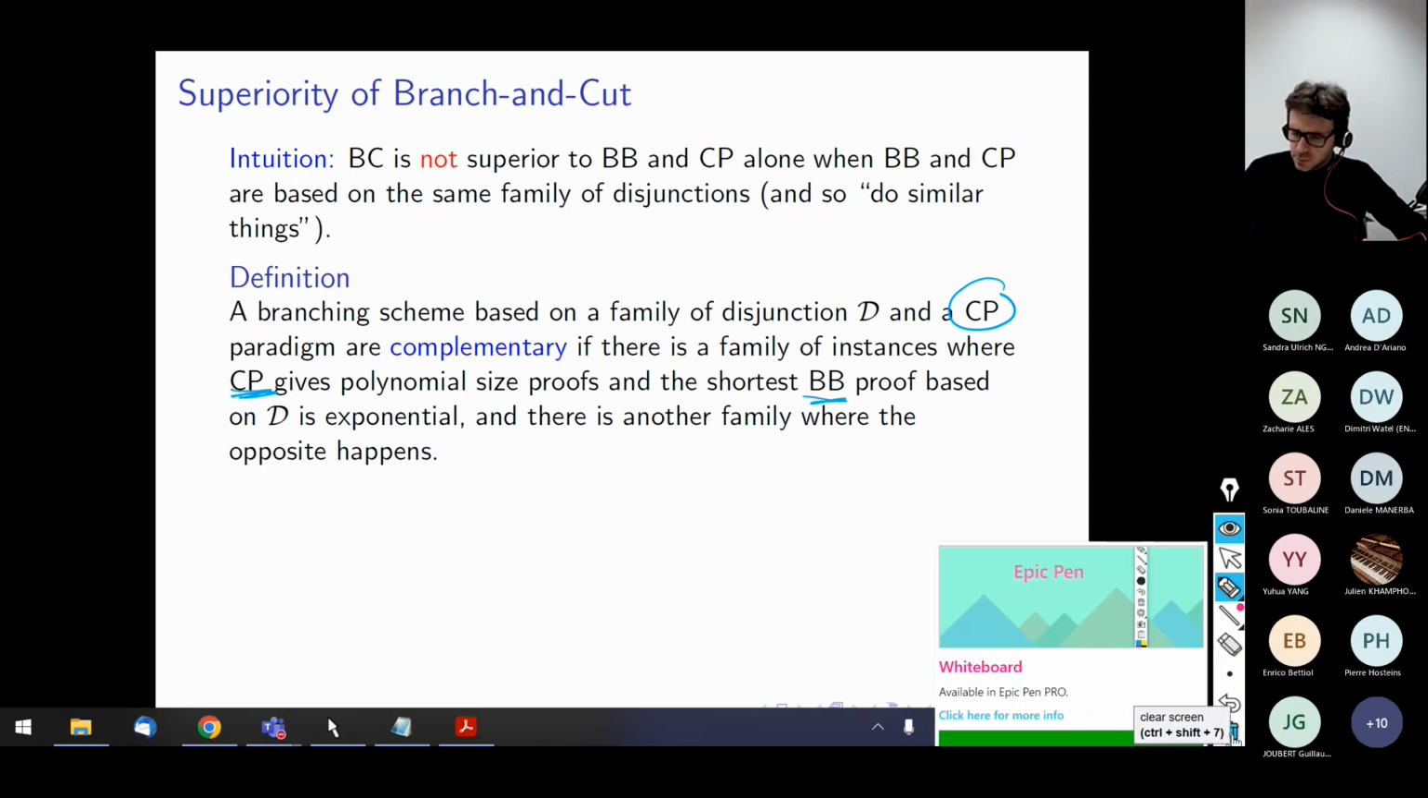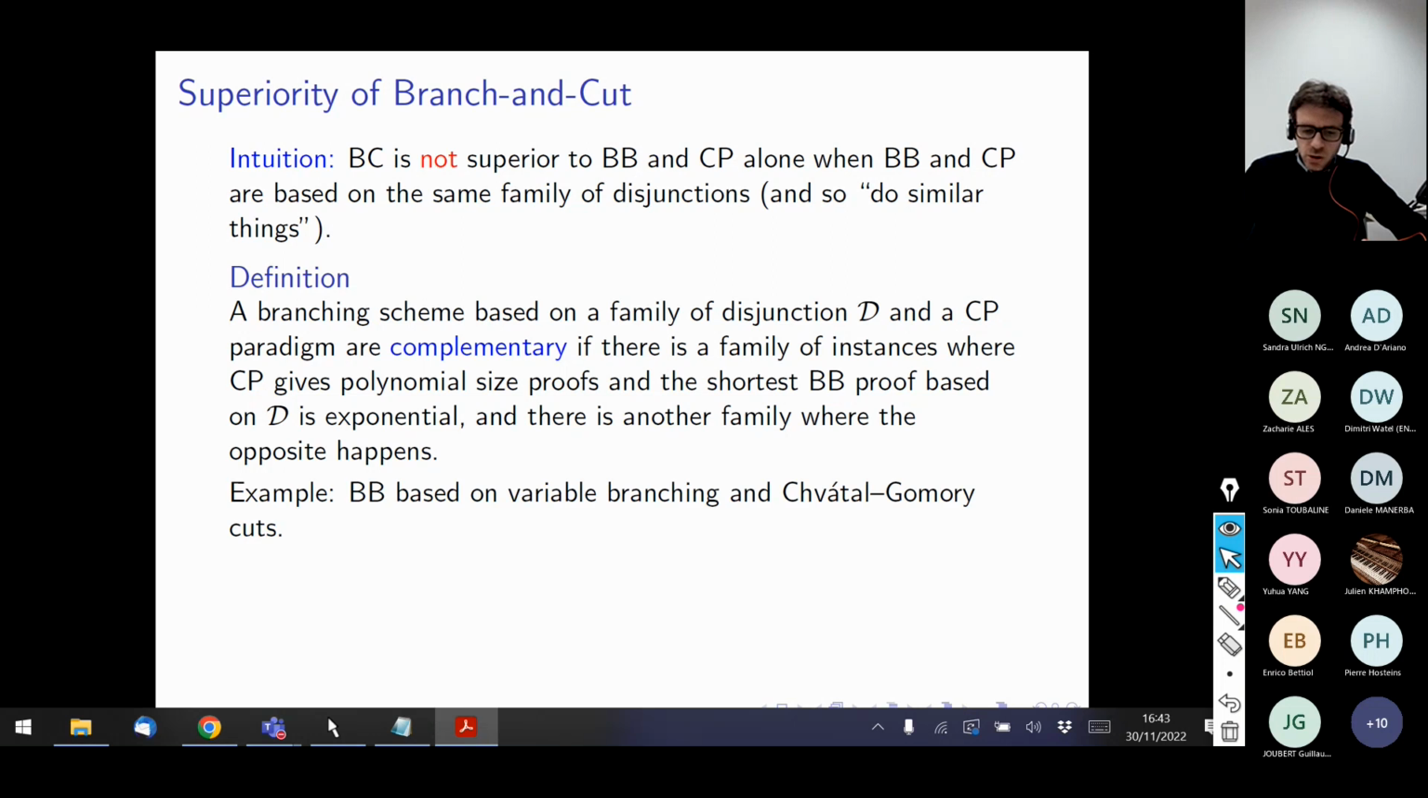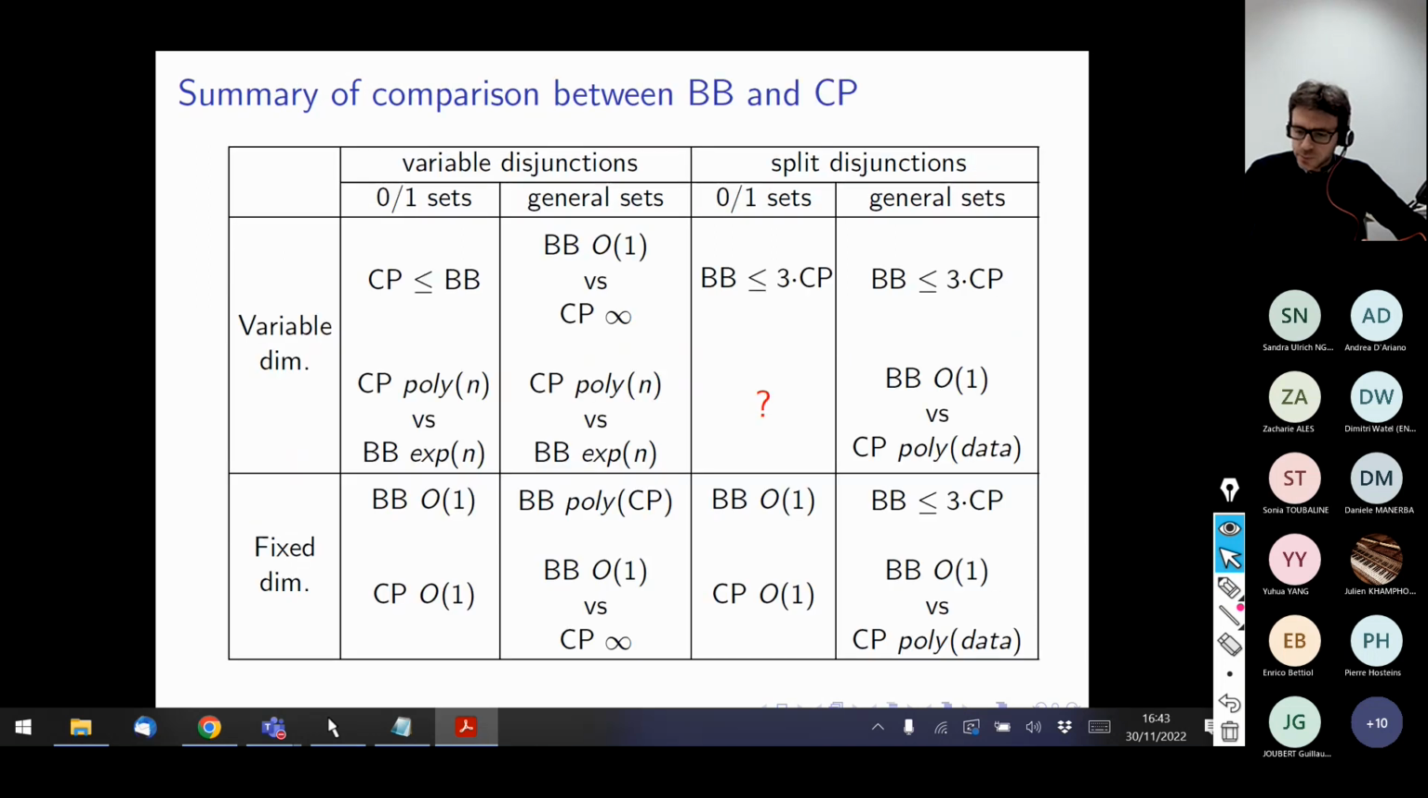So for instance, this is the situation we have here. Sometimes branch and bound is much better than cutting plane, exponentially, even infinitely better. Other times, cutting plane is exponentially better than branch and bound. This is a complementary pair.